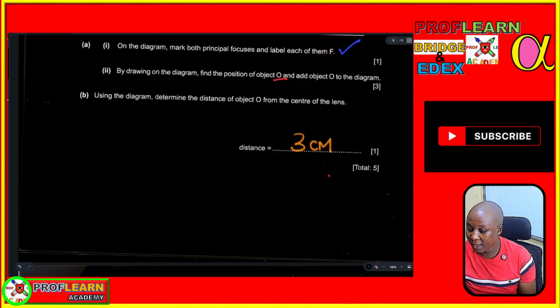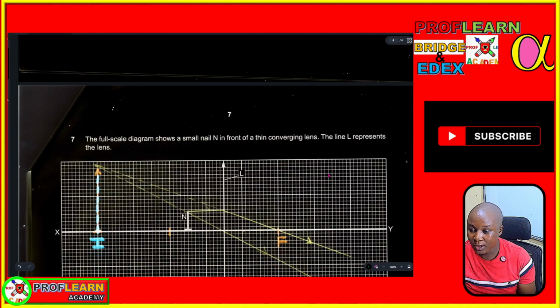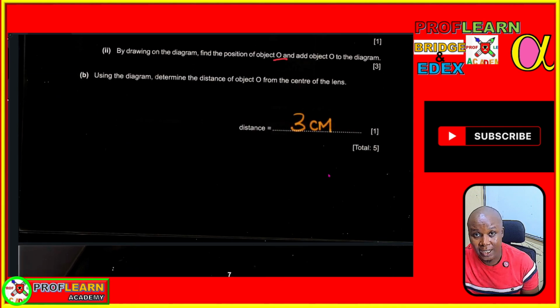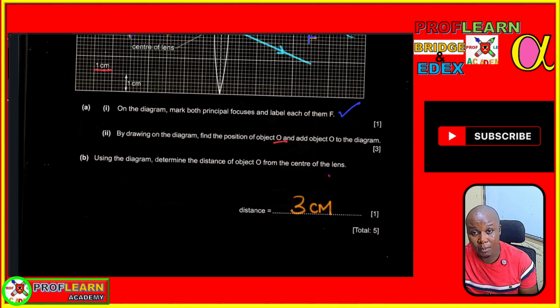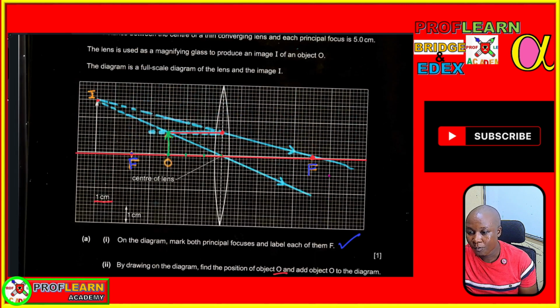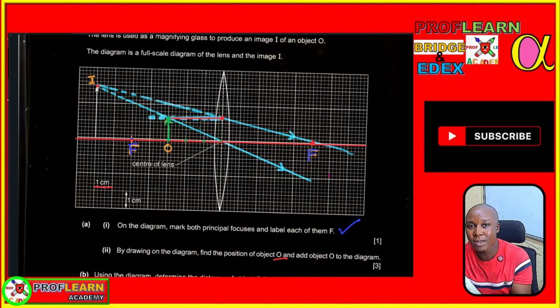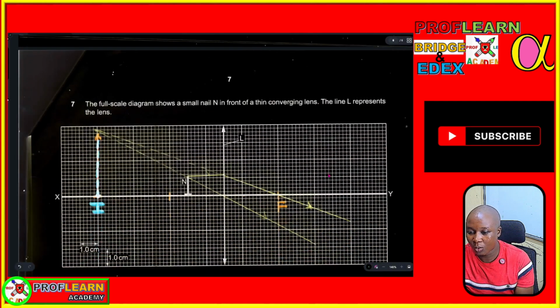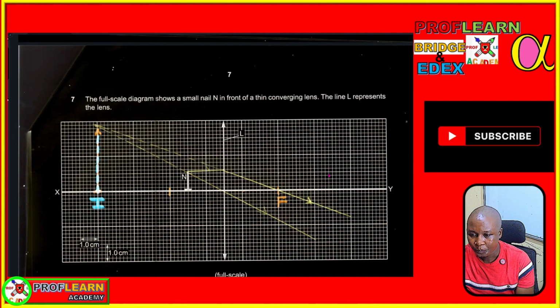So basically those are the questions that you can be asked for lenses: how to construct an image, stating the characteristics of the image formed, and also you can be told to locate the object when you are given the image, or to locate the image when you are given the object. So let's look at the next question that was also asked in one of the years.